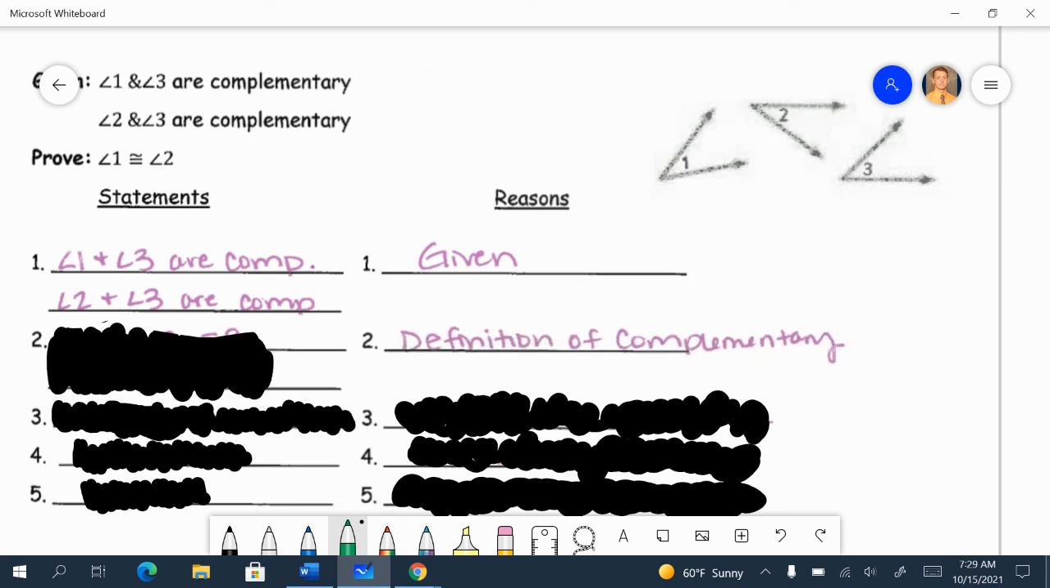What does the definition of complementary say? If I asked you to define complementary, you would say you would add them up and set them equal to 180. Or I'm sorry, just kidding, 90. So if we did 90, this is how it would look. We would use measure of angle 1 plus measure of angle 3 is equal to 90 degrees.